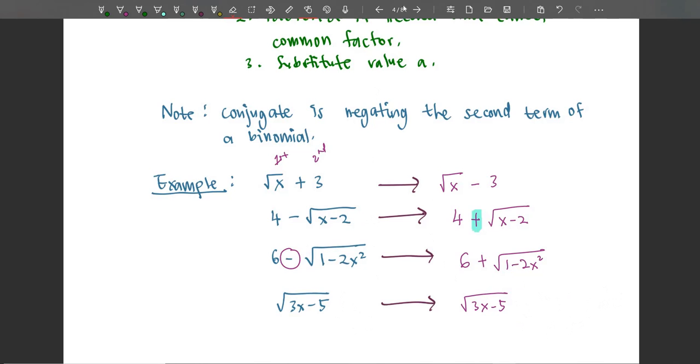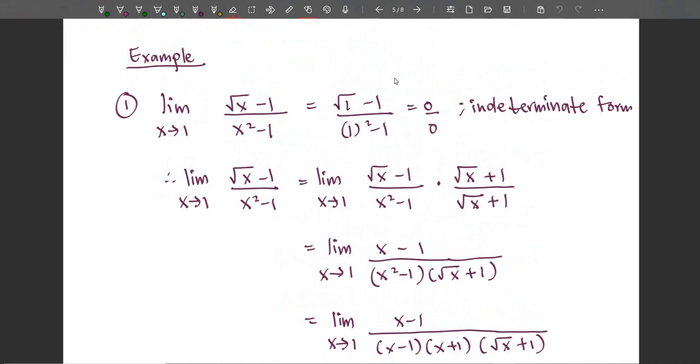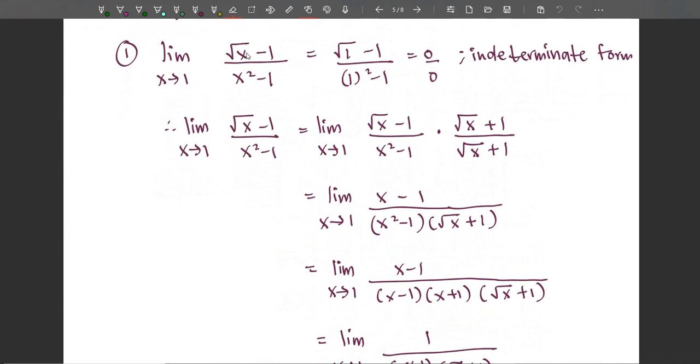Let's look at a few examples. If I'm not mistaken, there are going to be 3 examples. Here, the first one: limit root of x minus 1 over x squared minus 1 when x approaches 1. As you can see, I have substituted the value 1 here in x. So here we have root of 1 minus 1 over 1 squared minus 1, which is 0 over 0. It is an indeterminate form.